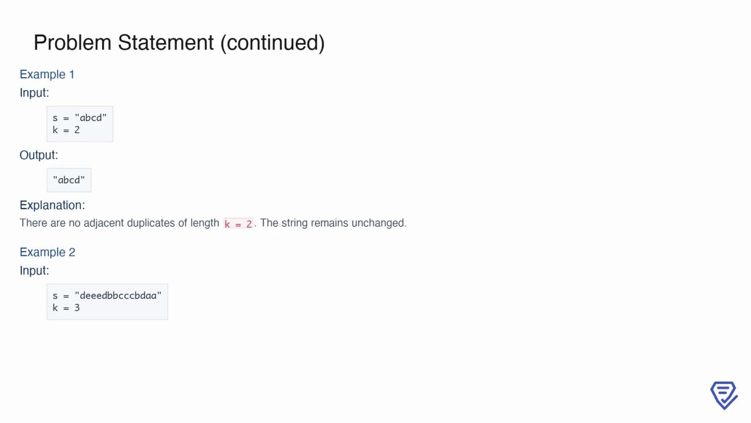For the second example, we have s equals ddkukvet and k equals 3. Here, there are adjacent duplicates that meet the threshold, so the string will be processed step by step to remove them. Let's see how this unfolds.